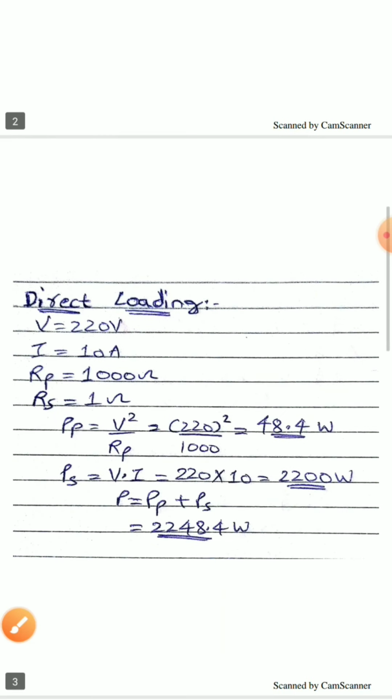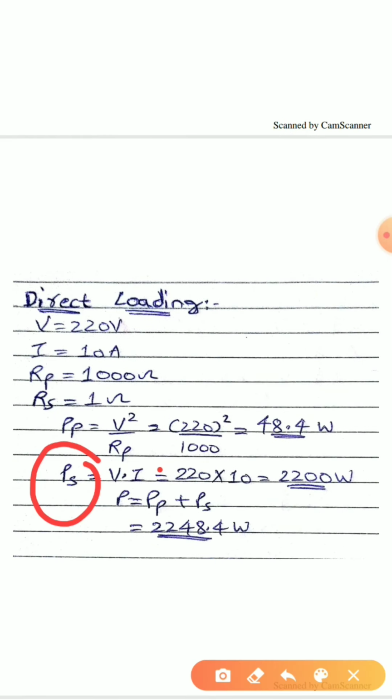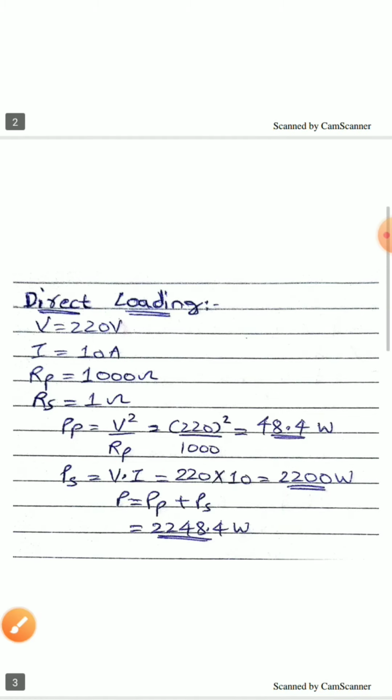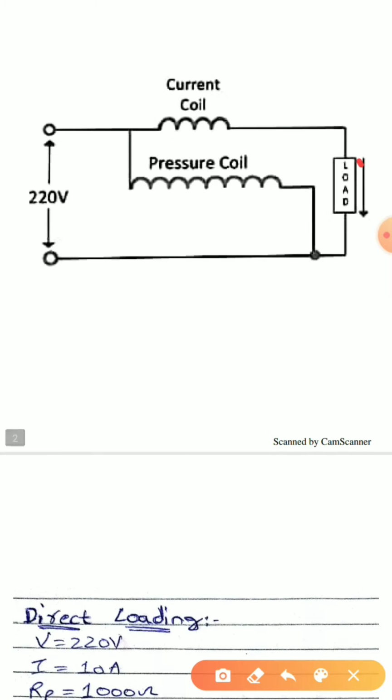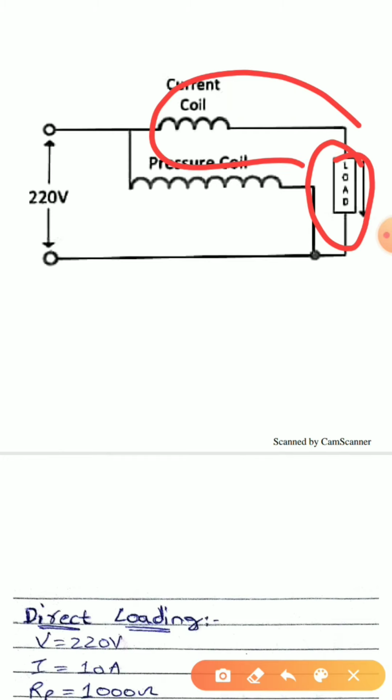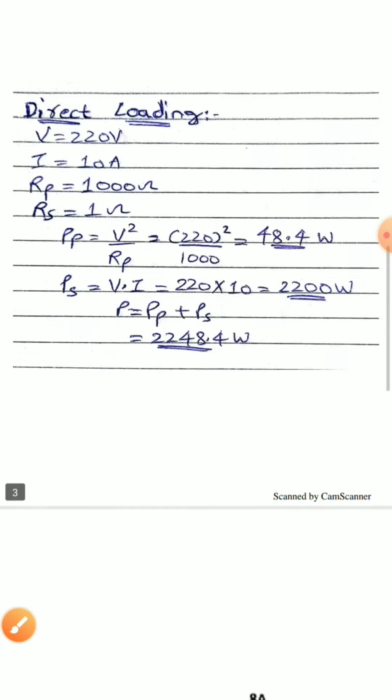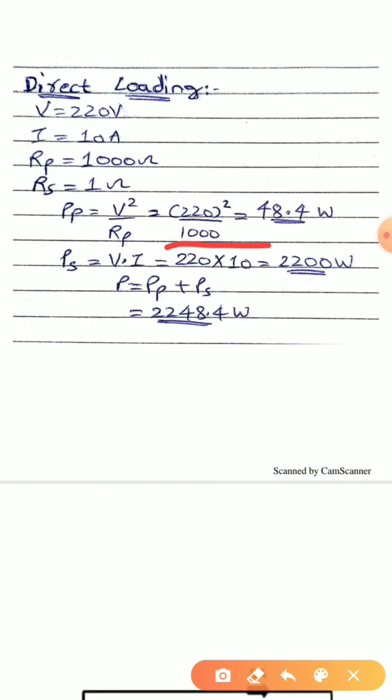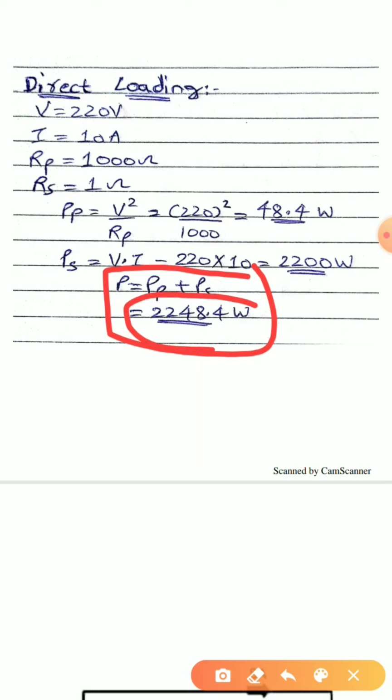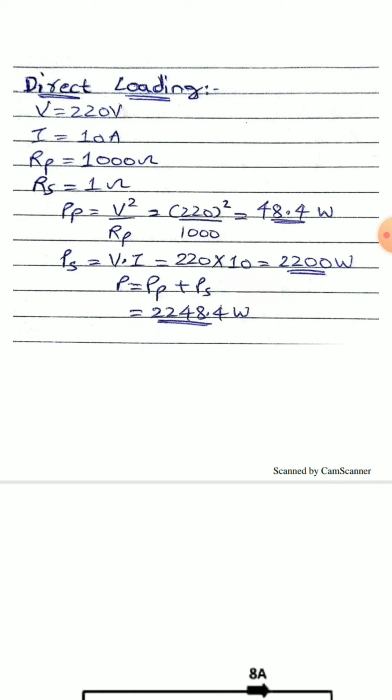Now I have to calculate the power loss across the current coil. For that I will be using V into I, because I don't know the value of this resistance R. So for this complete path I will just check what the power loss is. V into I, 220 into 10, that is 2200 watts I am getting. That is, the total power loss is 2248.4 watts, approximately 2248 watts.